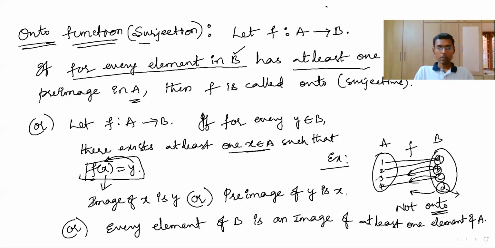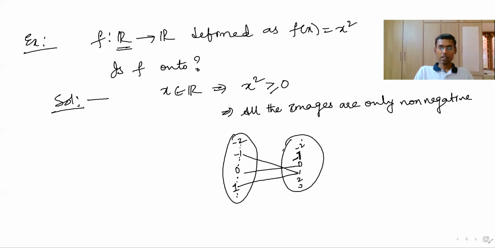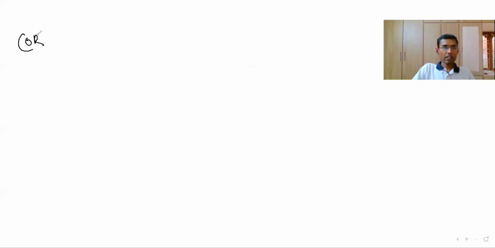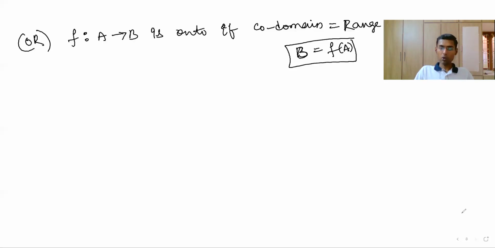Another way you can say is: f, a function from A to B, is onto if codomain equals range. Codomain is B here, range is f of A. Simply you can say codomain must be equal to range.